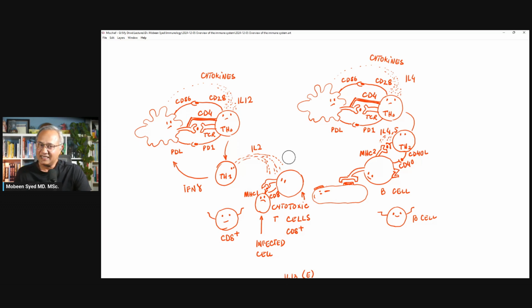When it becomes a T helper 1 cell, T helper 1 cell performs a couple of actions. Number one, it releases interleukin 2. And for medical students out there, the way to remember this is that interleukin 12 showers on the T helper 0.